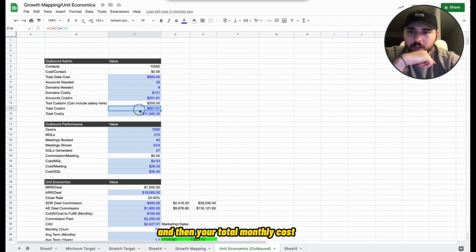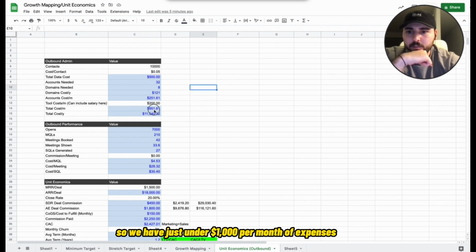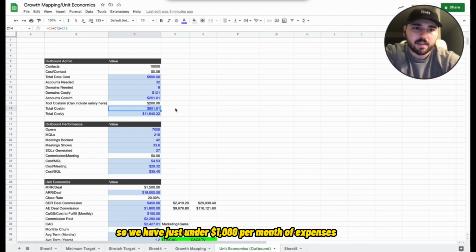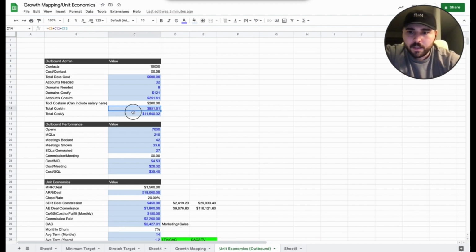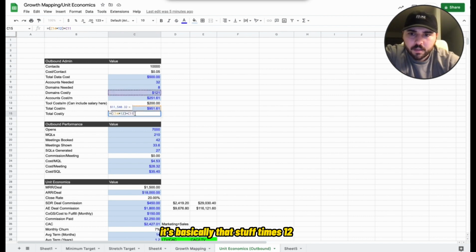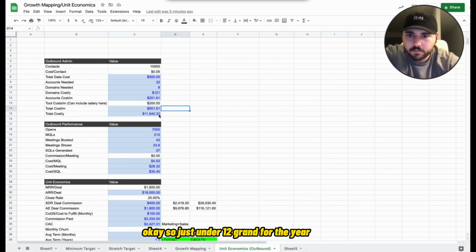And then your total monthly cost is going to be your tool cost per month times your monthly account costs, the sending accounts, plus the data cost per month. So we have just under $1,000 per month of expenses to just run the campaigns and source enough data. Yearly cost, it's basically that stuff times 12 plus your domains. So just under 12 grand for the year, right?